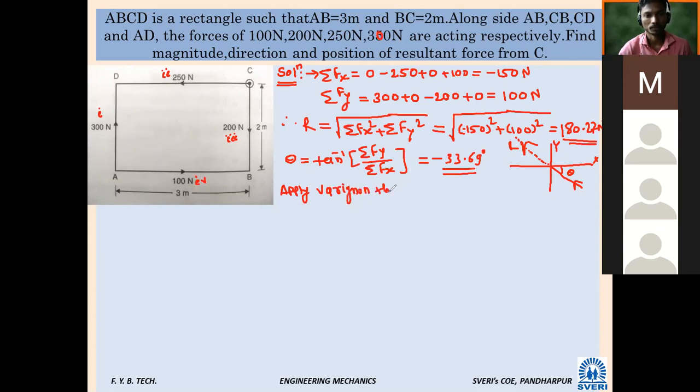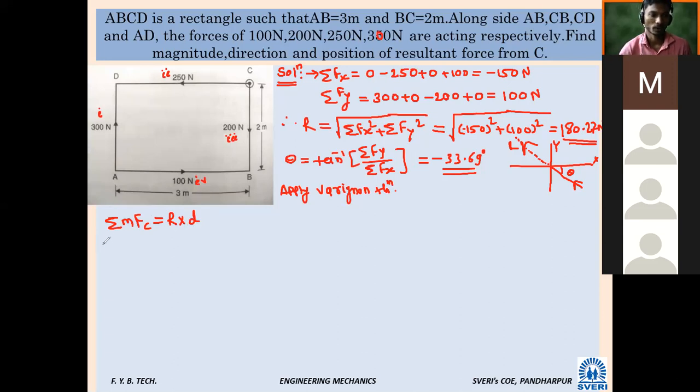Varignon theorem. So what is our Varignon theorem? Summation of moments due to all forces at point C is equal to the moment due to the resultant. So what will be its moment? Moment means magnitude of the resultant into distance.